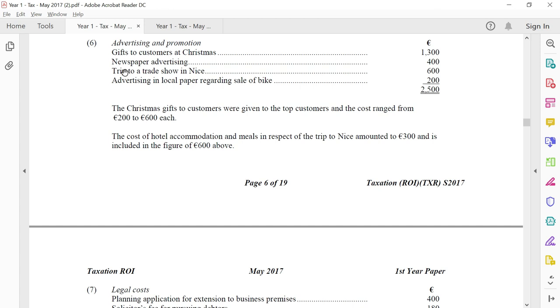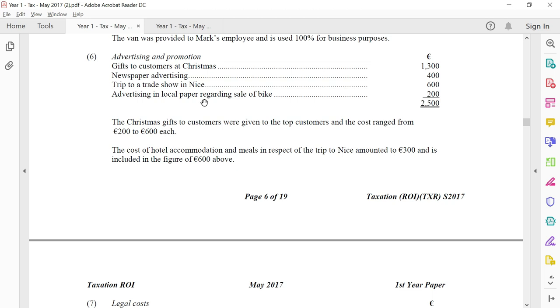So a trip to Nice I've no problem with. What they're trying to confuse you with here is VAT, in terms of the recoverability of it. But if it's a business expense, it was in relation to a trade show, it wasn't a personal holiday, I have no issue. Okay.